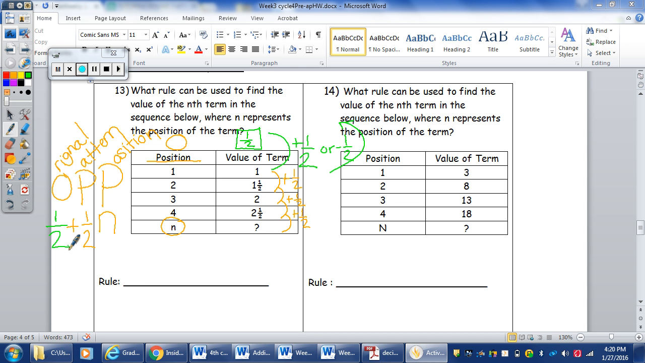Now, you can write this as your rule. You can put it as 1/2 plus 1/2 n. Okay? But the way you may typically see it is basically everything on top, we could say is 1 plus n. And then I can see that I have a same denominator of 2. So either rule will work, okay?